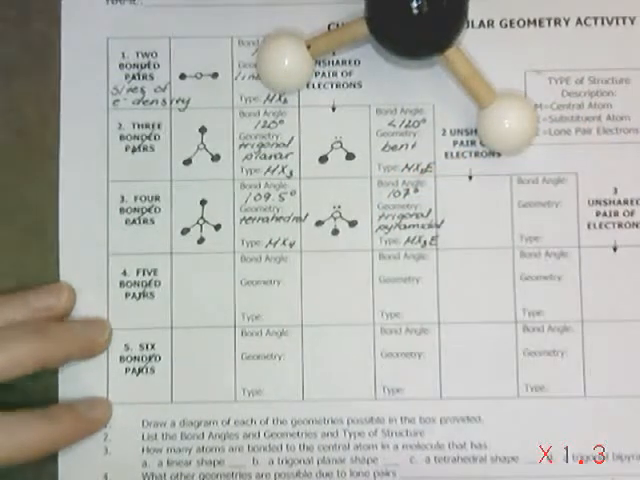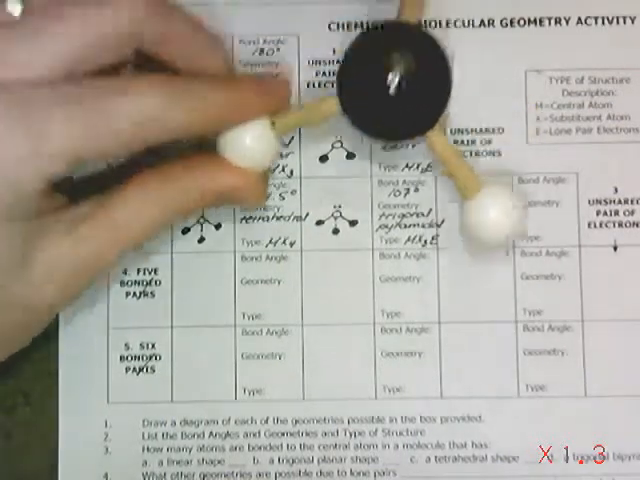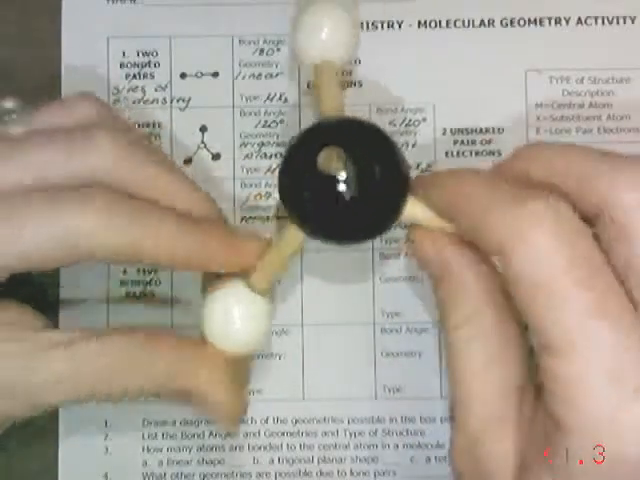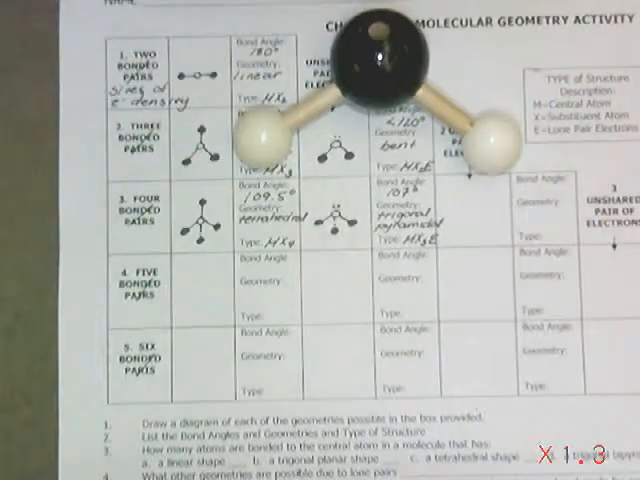What is that bond angle? 107? 107, yes. Okay, now, if we take two of these off, then we get a bent molecule.